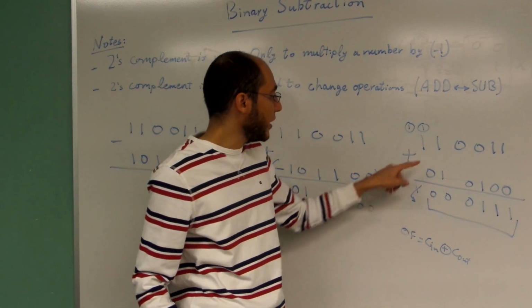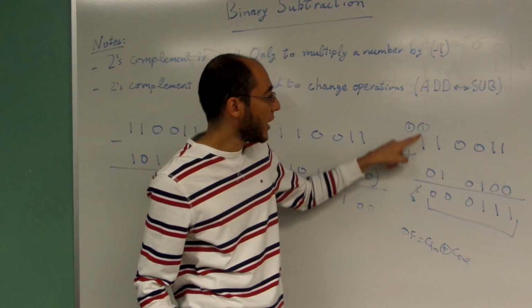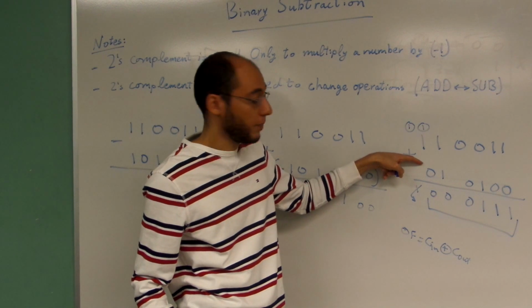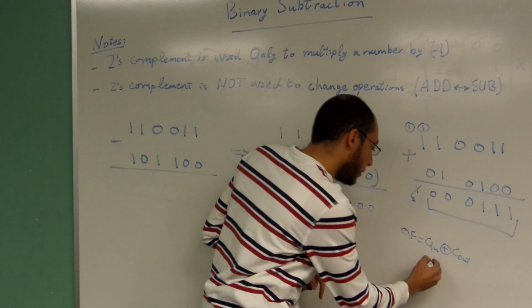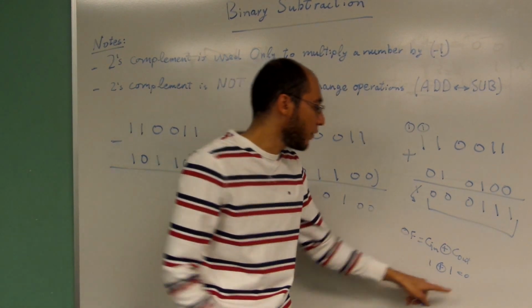So you look at the carry in to the most significant bit. Where's the most significant bit? That's the most significant bit. And that's the carry that comes to the most significant bit, right? And that's the carry coming out of the most significant bit. 1 XOR 1 equals 0, which means that there is no overflow.